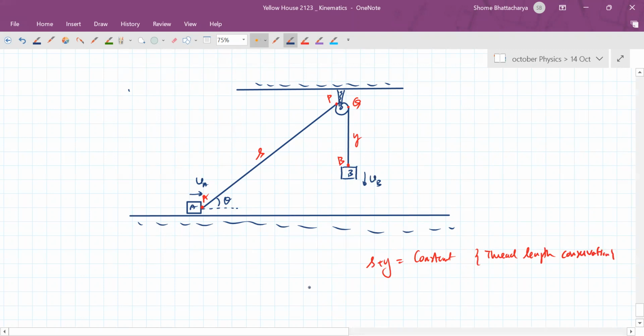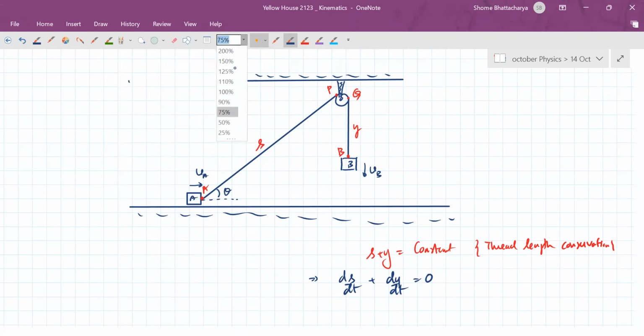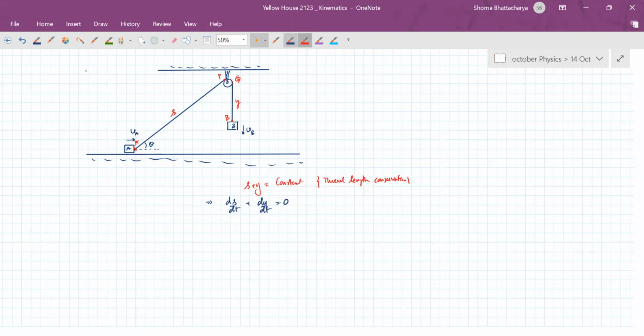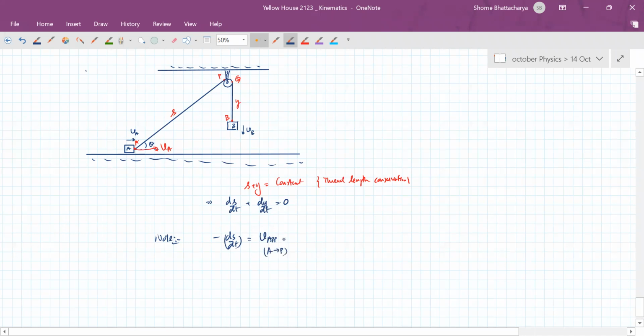So that means the rate of change ds by dt plus the rate of change dy by dt should be 0, because the sum of S and Y is constant. Now, if you look closely, this point A is moving like this with the velocity VA. So this quantity ds by dt is such that S is decreasing at the rate of the approach velocity of A towards the point P, which is how much now? It is VA cos theta.